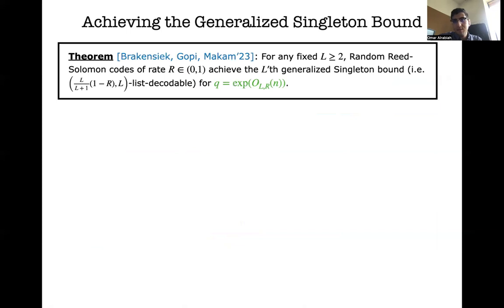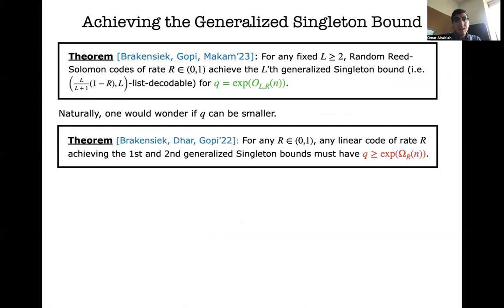So here's a more detailed statement of the result for the generalized singleton bound. Now the thing is that the field size that they have is exponential, so it'd be nice if we can bring this down to something smaller. Unfortunately, there's a follow-up result by Brakensiek and Gopi. They show that if you take any linear code that achieves the first and second generalized singleton bound, which is the case for random Reed-Solomon codes, then the field size must be exponential. So that's an obstruction to exactly attaining the generalized singleton bound.